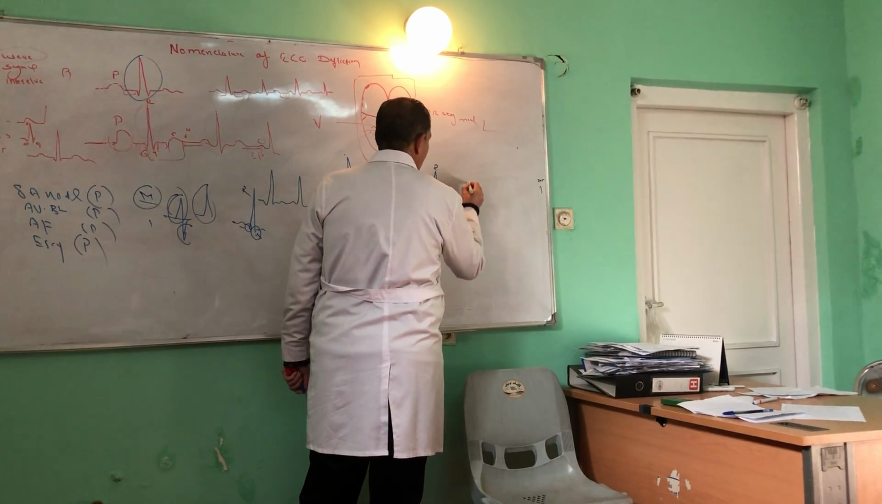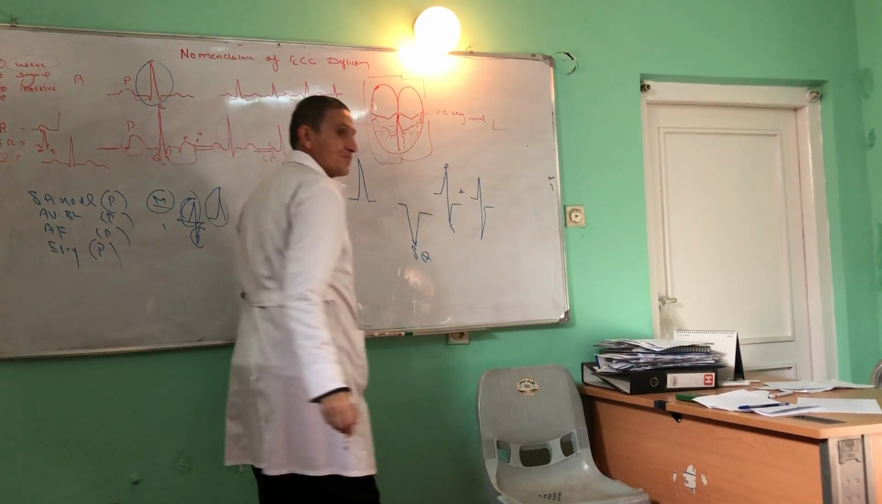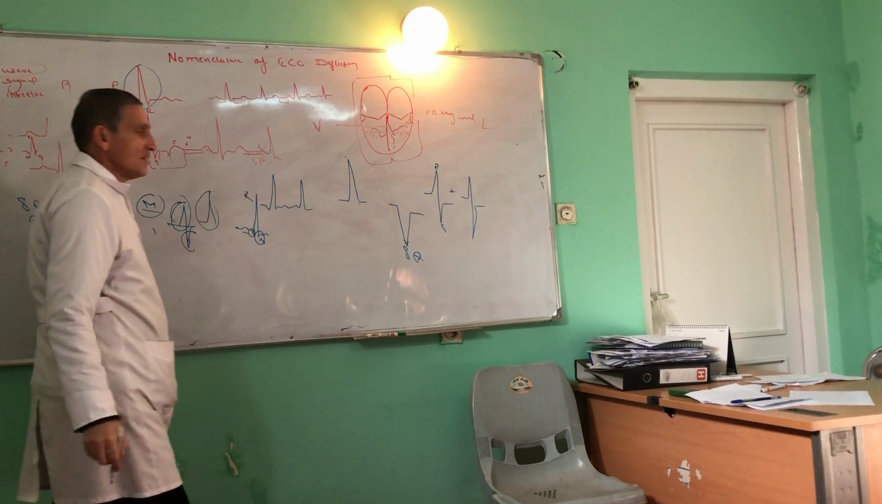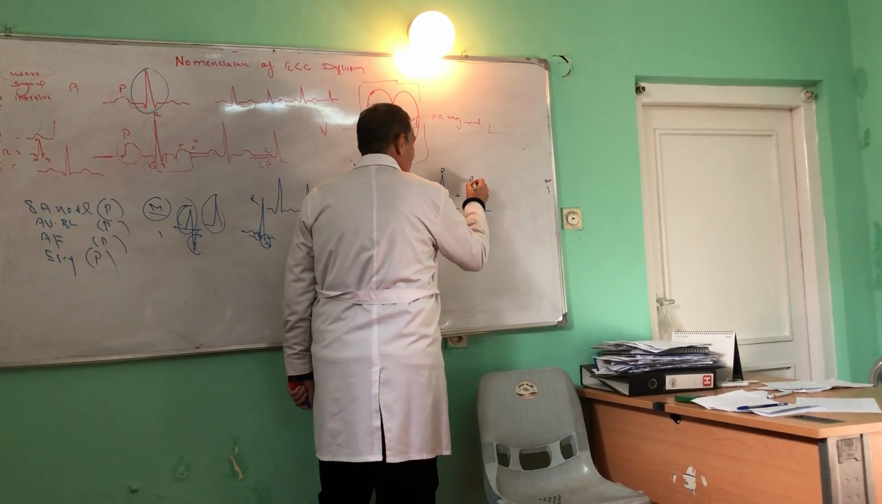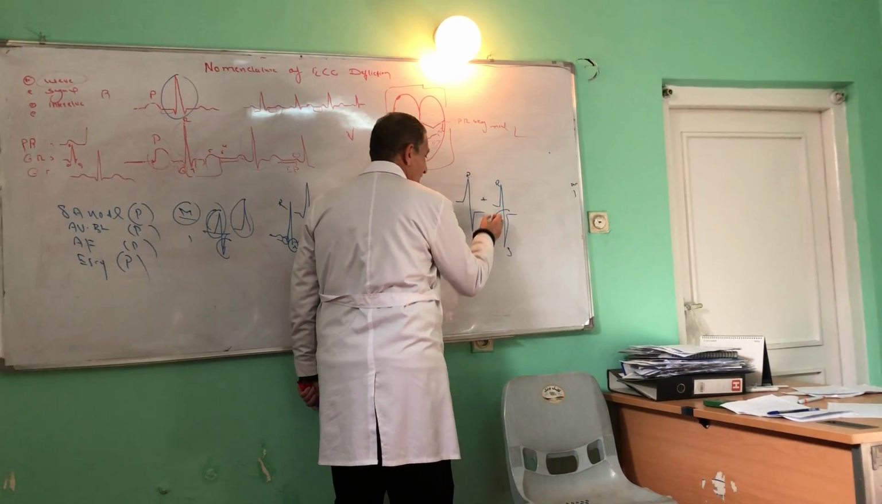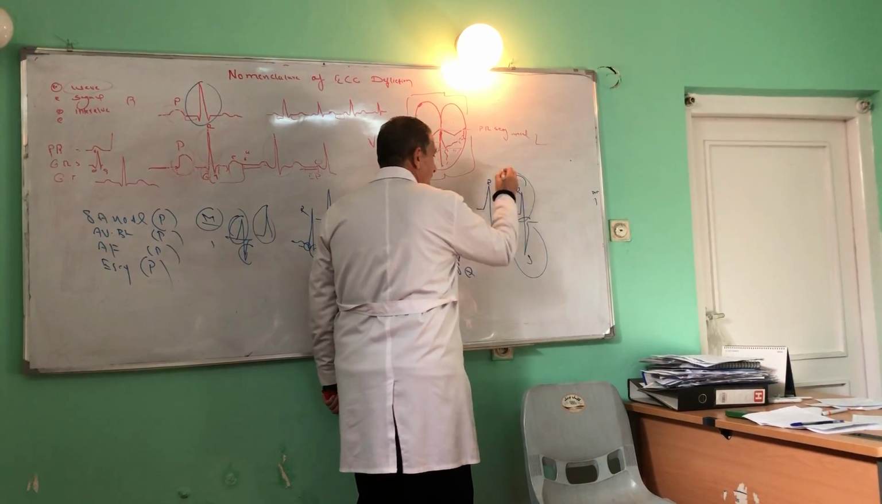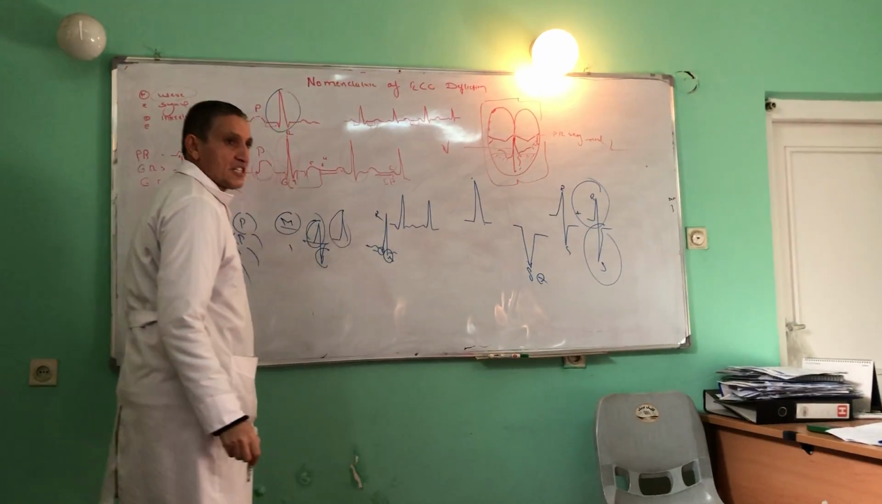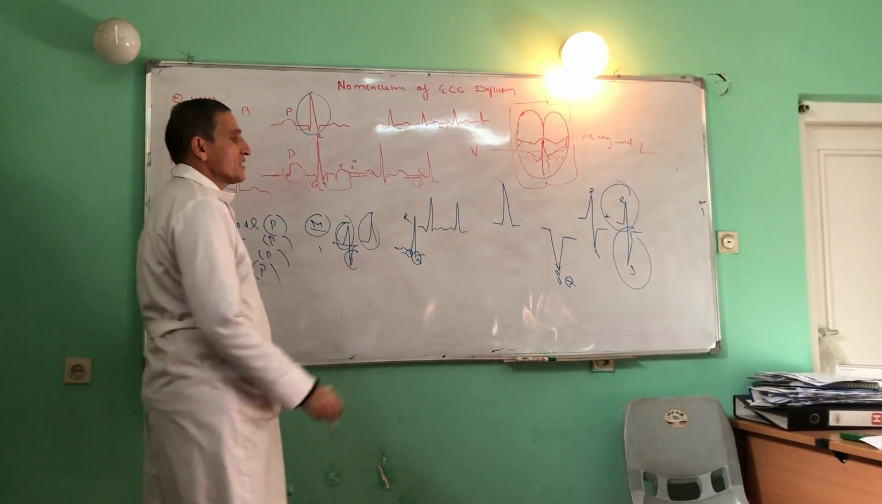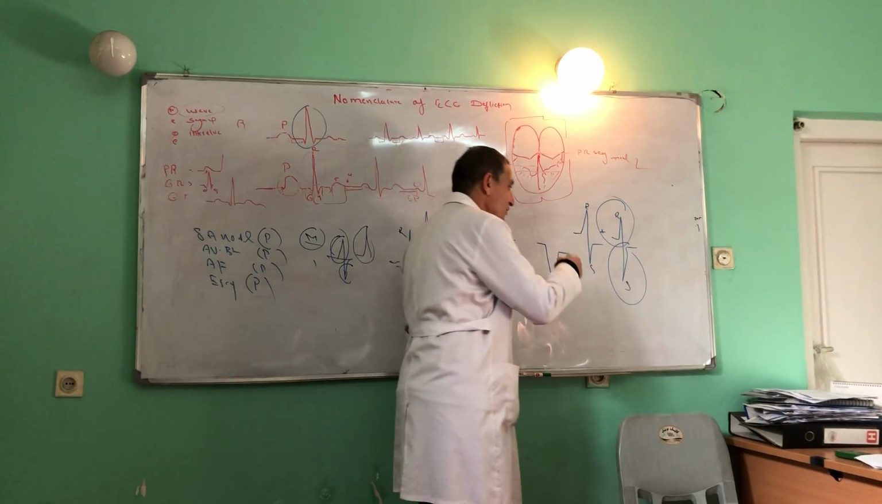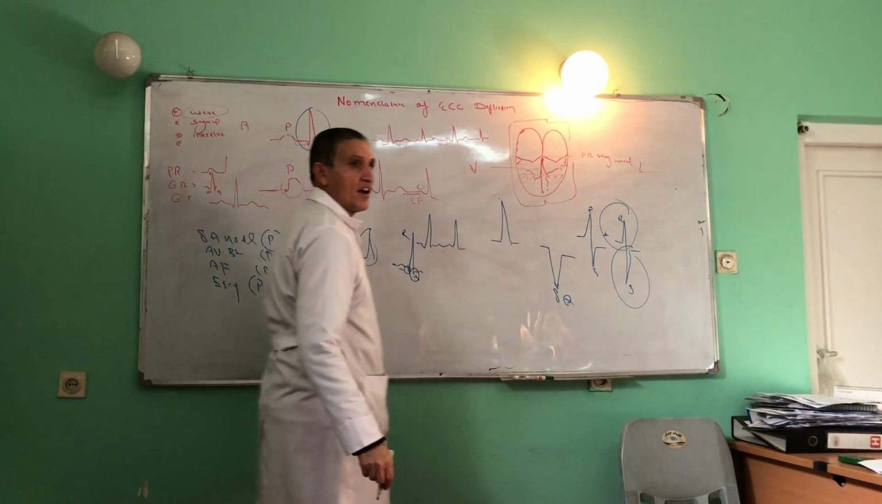Let's move to this one. First you should assign this one. This one is the R wave and this one is the S wave. Right now the S wave is greater than the R wave. So what kind of QRS complex is this? This is a negative QRS complex, in which the S wave is greater than the R wave.